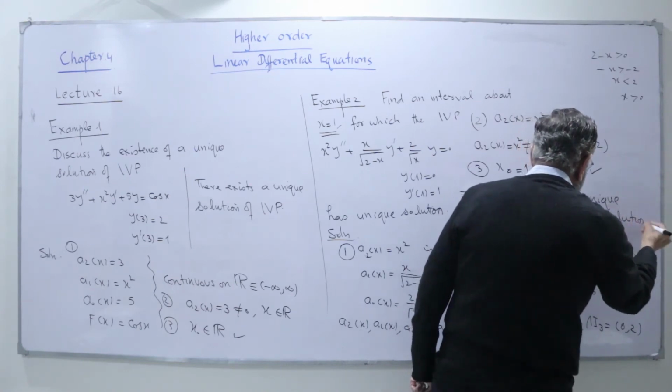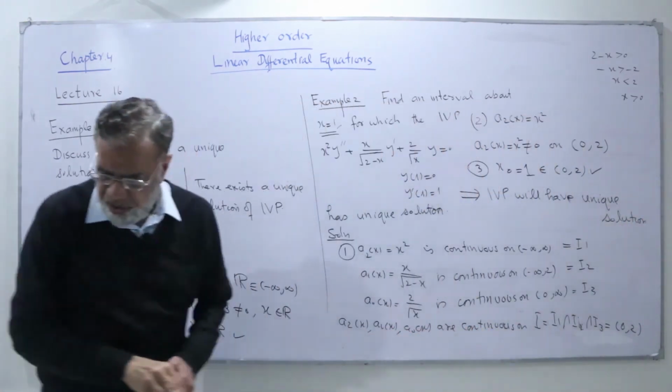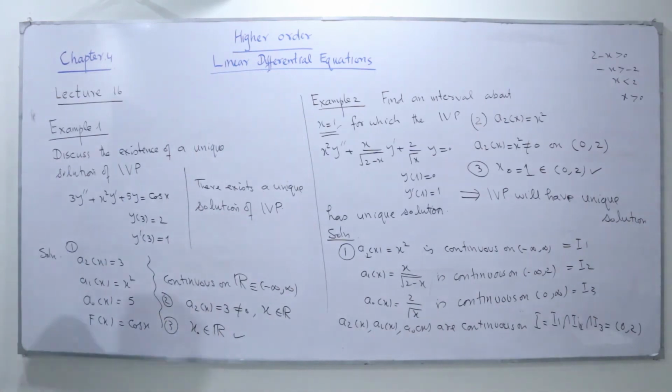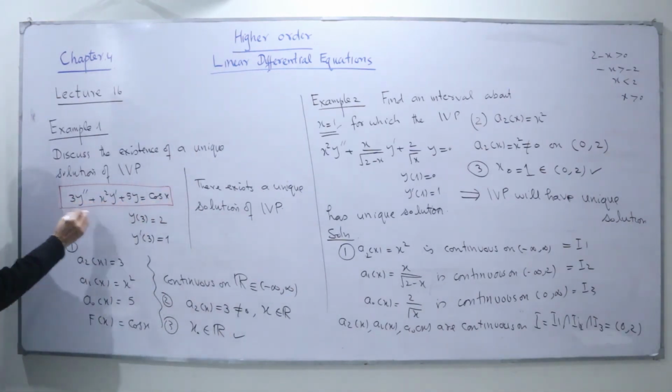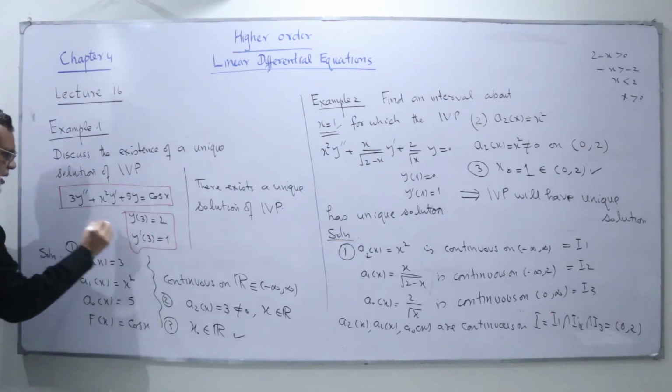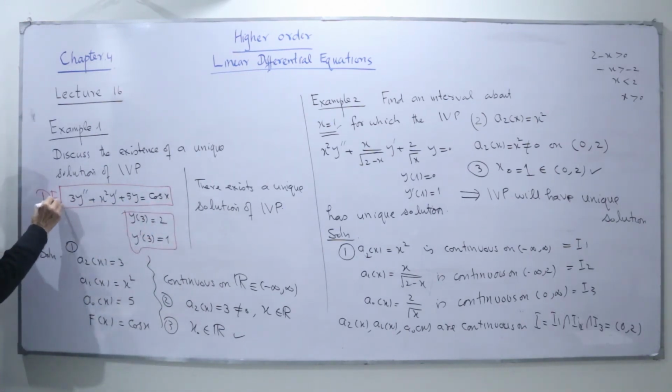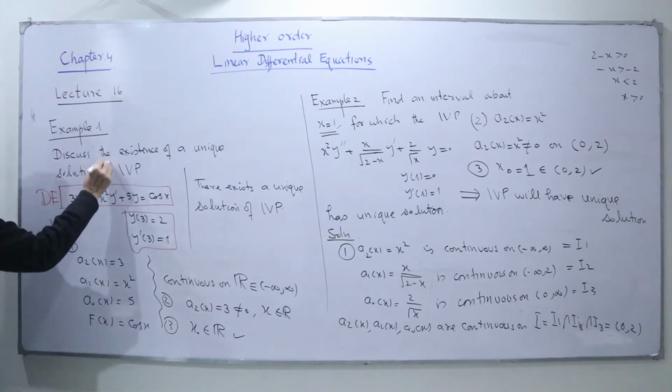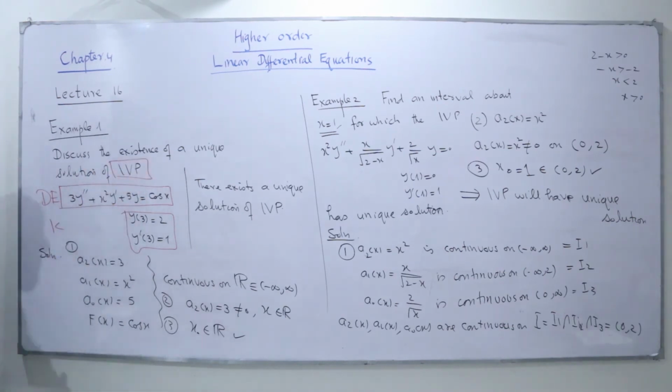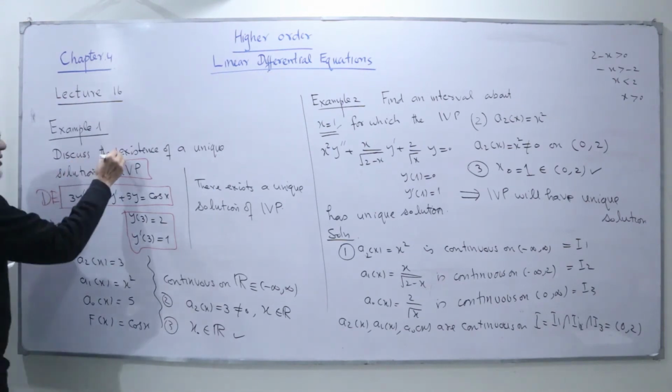I would like to explain these both examples again. So we have here the first example. We have this differential equation, and these are our initial conditions. This is my differential equation, this is my initial condition, and when we combine them, this gives the initial value problem. So we want to discuss the existence of the unique solution.